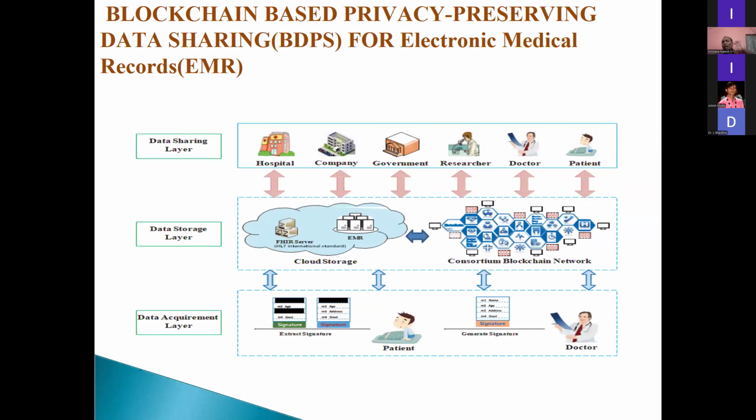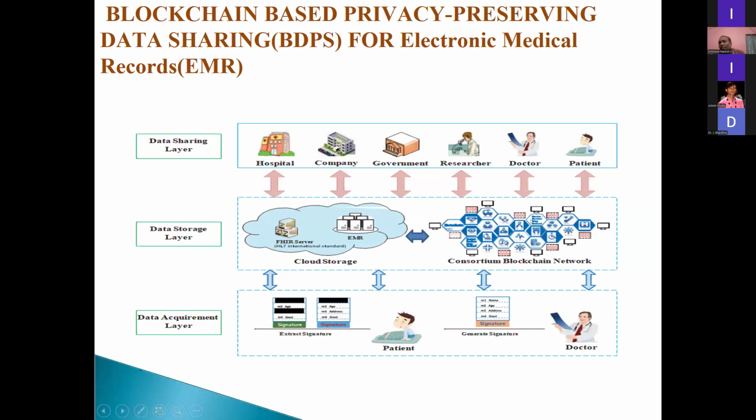See, in this blockchain we are having three tiers. The lower tier is the data acquisition layer. There we will collect all electronic medical records, and after collecting them, these will be stored on this cloud, EMR. The cloud is here in the data storage layer, and the corresponding address will be stored on this consortium blockchain. Consortium means a group of networks, a blockchain built by a group of people. So that is called a consortium blockchain.